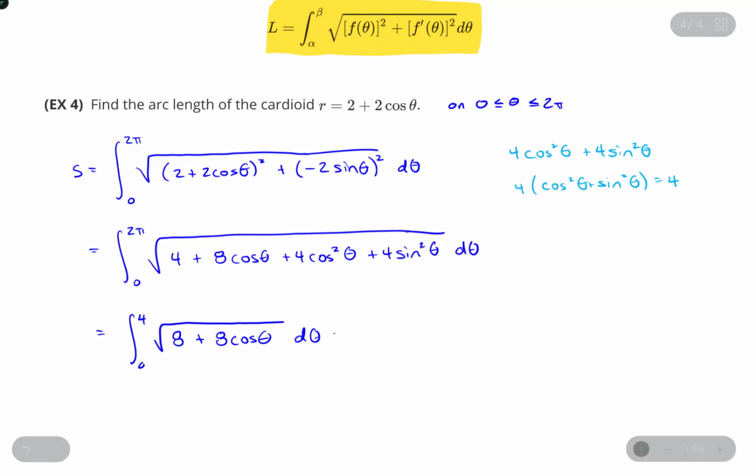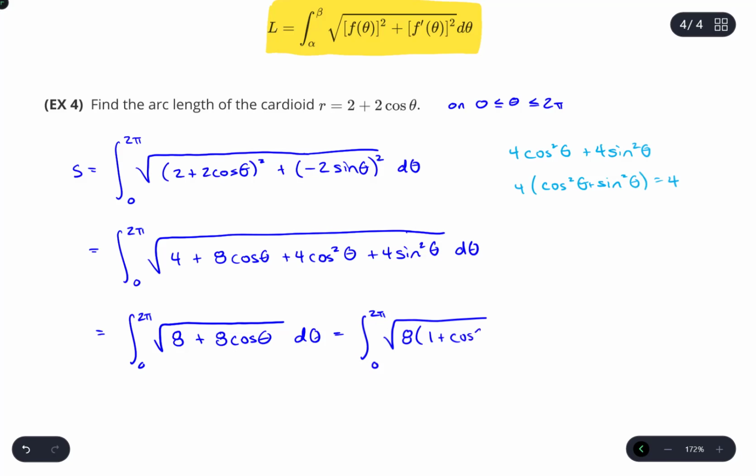So what could we possibly do with that? Oh, and I must have been thinking 4 in my head when I wrote the upper value here, because clearly that's still 2 pi. Oh, I apologize for that. All right, so 0 to 2 pi, square root of 8 times 1 plus cosine theta d theta.